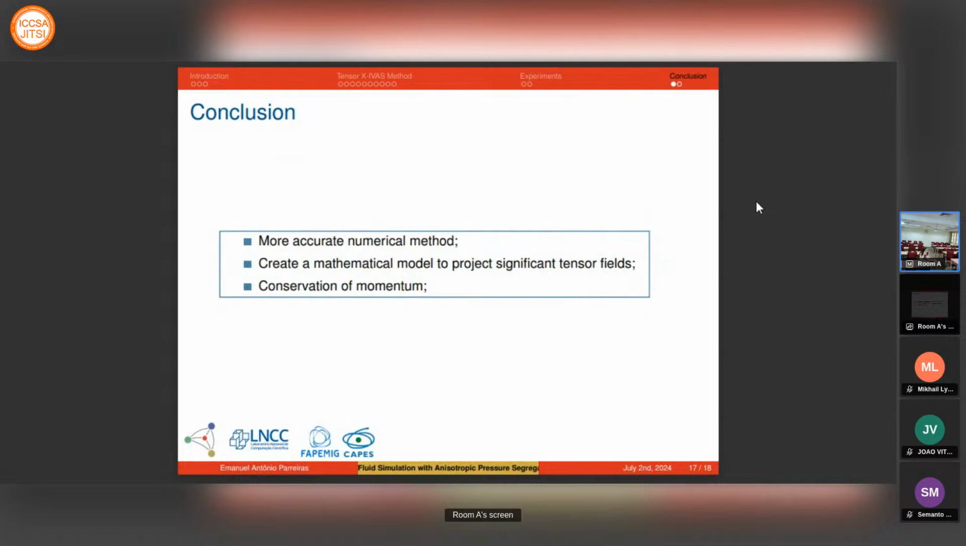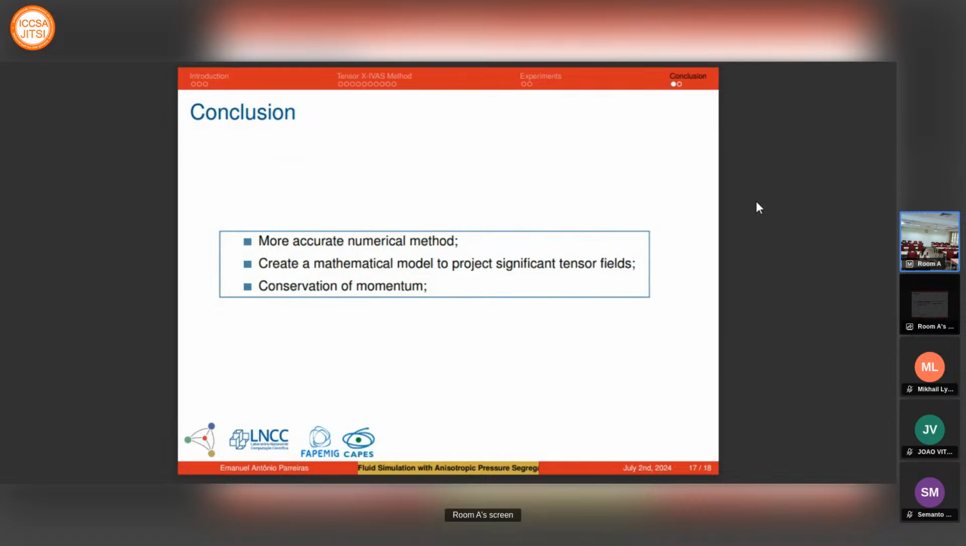For conclusion, we build a more accurate numerical method using the X-SPH base, but have a crucial problem in the original mathematical model that it does not have conservation of momentum. In computer graphics, maybe it is interesting because we can create zones of accelerating and decelerating the fluid, creating different effects.